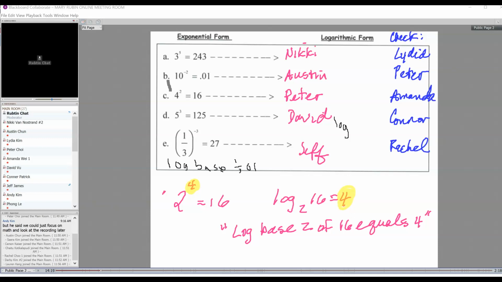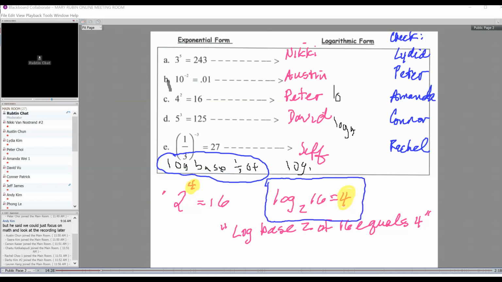Okay, and Jeff, you don't need to write it in words. That was just so that you know how to do it. You just want to write it like this. Write it mathematically.